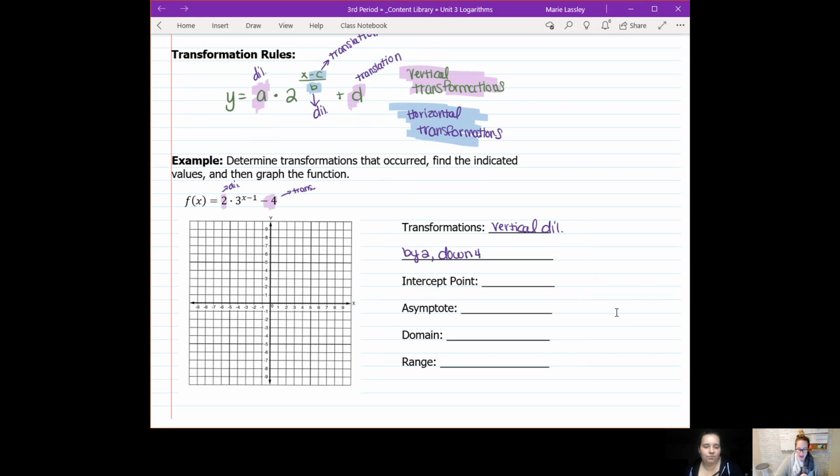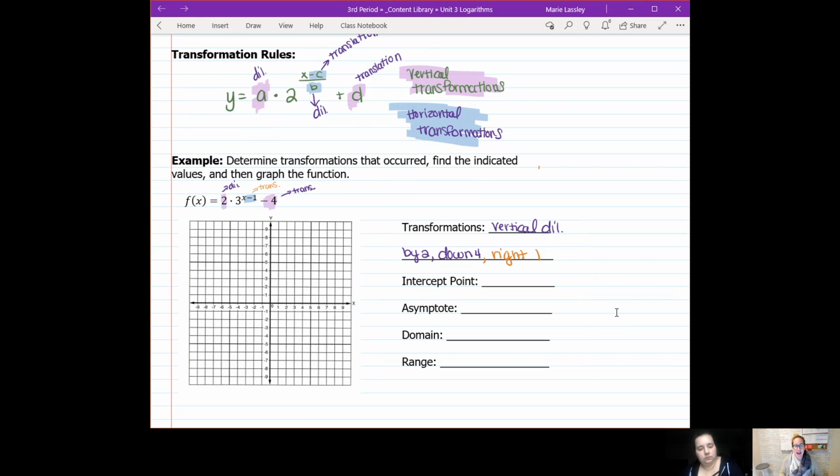And then we can look at our horizontal. Those are things happening inside the function, so in our exponent, and that's going to be our minus 1. And that is going to be a translation. Now remember, horizontal is always the opposite of what you think. So if it's a minus 1, it really means we're moving in the positive direction by 1. So we are going right 1. And those are all of my transformations. Remember, the 3 is not a transformation. It is just a different base number.